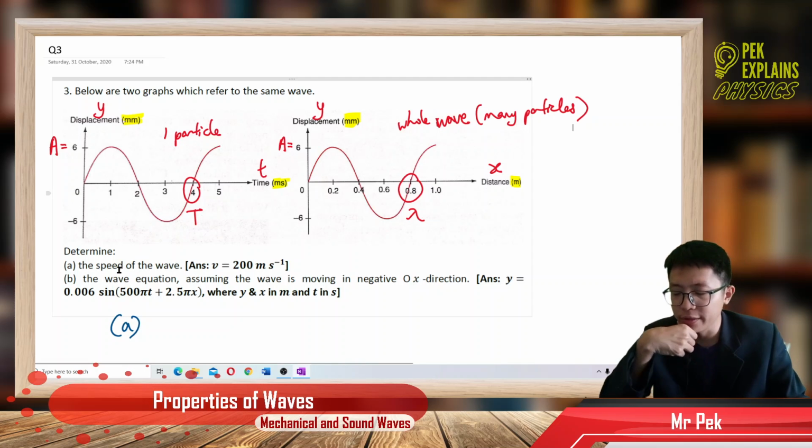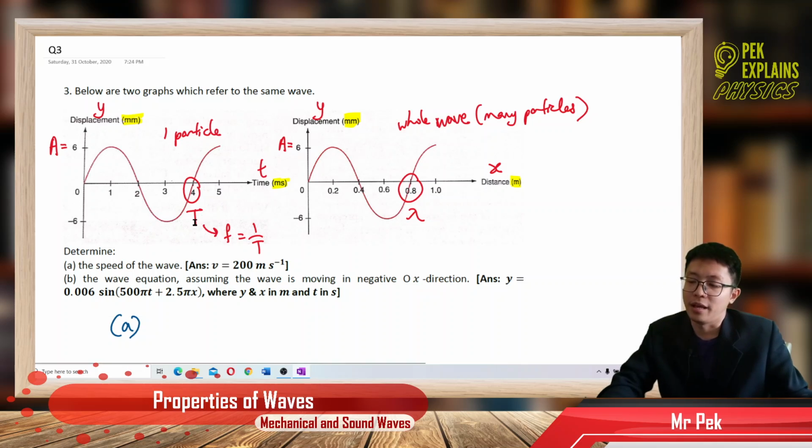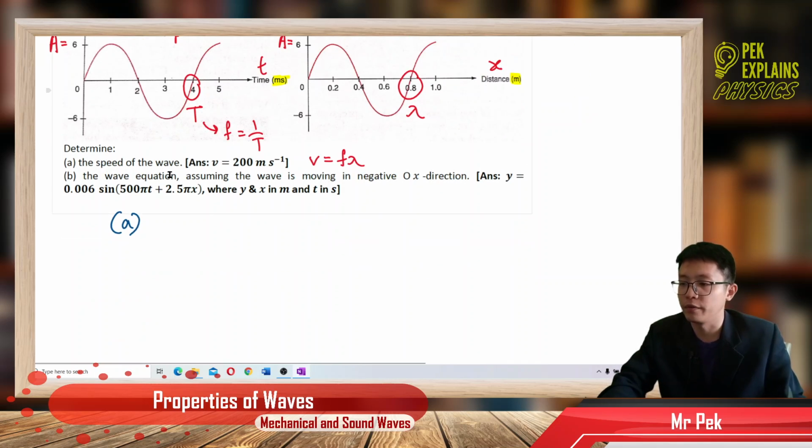So once I want to get the speed, very easy, because once I got the period, I can find frequency, which is 1 over period, isn't it? Once I have frequency and wavelength, I can just use the formula f lambda. Speed of the wave is v equal to f lambda. So let us do it. What's the speed of the wave?